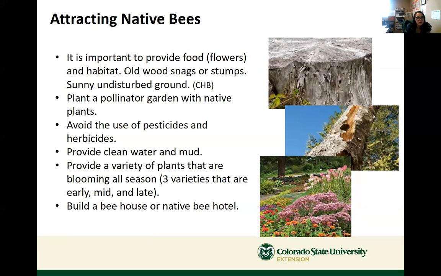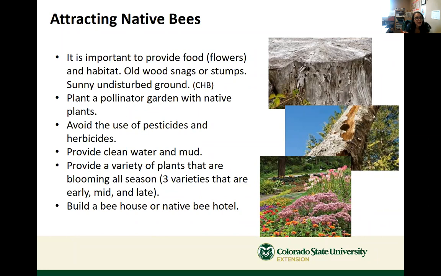Obviously, avoid the use of chemicals if at all possible. Provide clean water and mud. Bees will be attracted to that. And you want to try to provide a variety of different plants, and you want to have plants that are blooming all season. So the goal for a really good pollinator garden is to have three different varieties of plants that are blooming early, midsummer, and late. That's the big goal. So for the early emerging bees, and for those bees that are out late in the season, you want to have something for every bee.